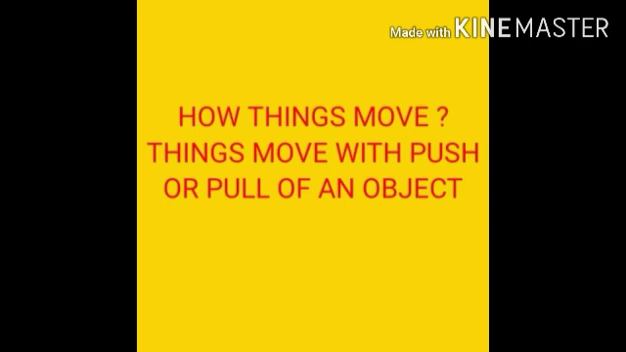How does a motion occur? Motion occurs when the object is pulled or pushed by an agency. In our day-to-day life, we draw water from the well, isn't it? With a bucket. Or the animal pulls the bullock cart. That is, a person or animal is an animate agency that does the pushing or pulling.